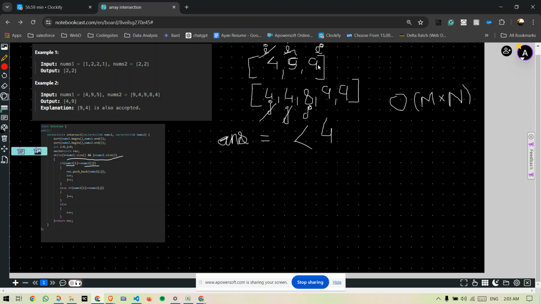So are 8 and 9 equal? No. So what will I increase? I will increase the smaller one, that's 8. Are 9 and 9 equal? Yes. Both of these pointers would increase, j would come here, but what happened? I exceeded the array size. Hence the while loop will be broken. And since 9 were equal in the last step, 9 was put into the answer array. This would be the answer, as we can see.